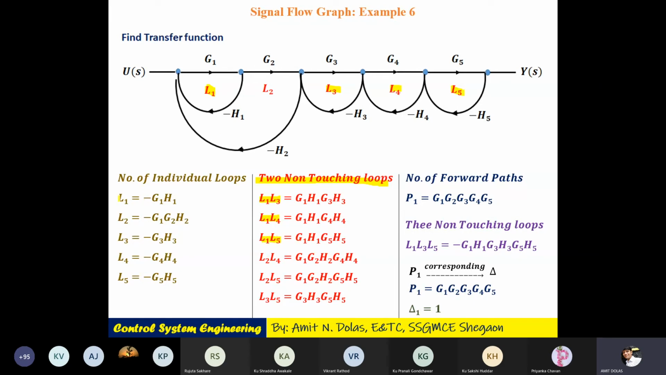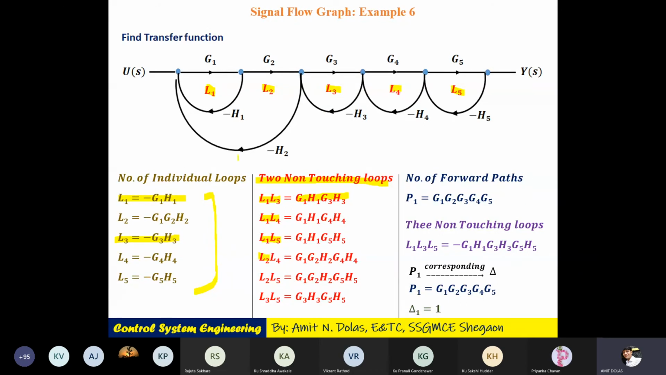Taking this from here, L1 along with L3, it becomes G1 H1 G3 H3. We multiply the two individual loops that we have taken. So in this way we calculated L1 L3, L1 L4, L1 L5, which are two non-touching loops. Then let's go for L2.